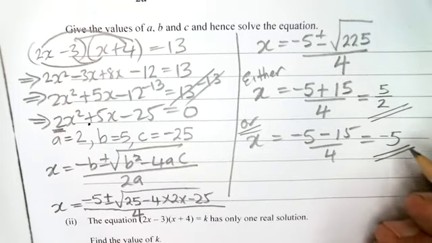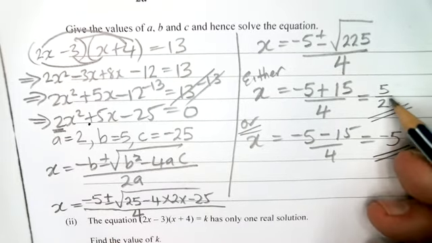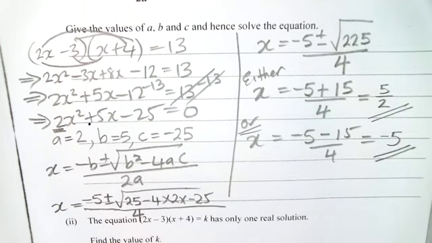Now you might decide to use a decimal here, but I really like the improper fractions. I think 5 on 2 is a great answer, and that would be how I'd go about getting the answer. Hope that makes sense.